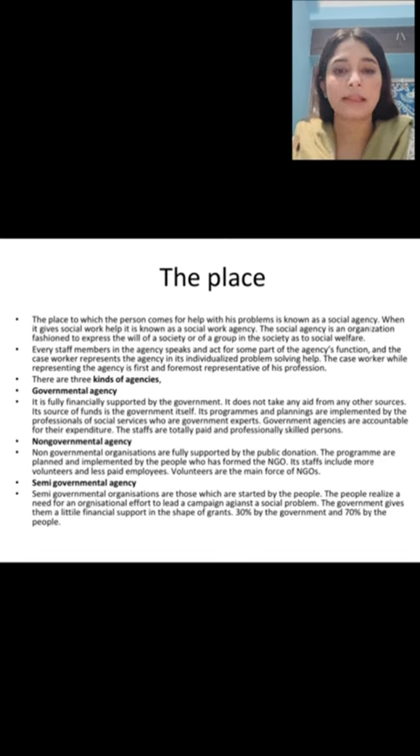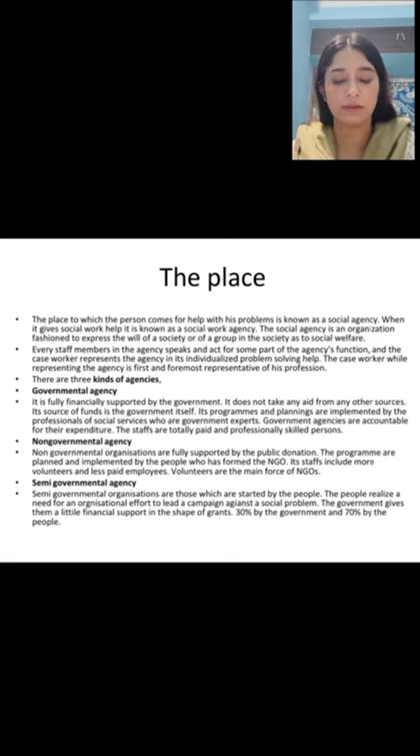Every staff member in the agency speaks and acts for some part of the agency's function, and the caseworker represents the agency in its individualized problem solving help. The caseworker, while representing the agency, is first and foremost a representative of his problem.